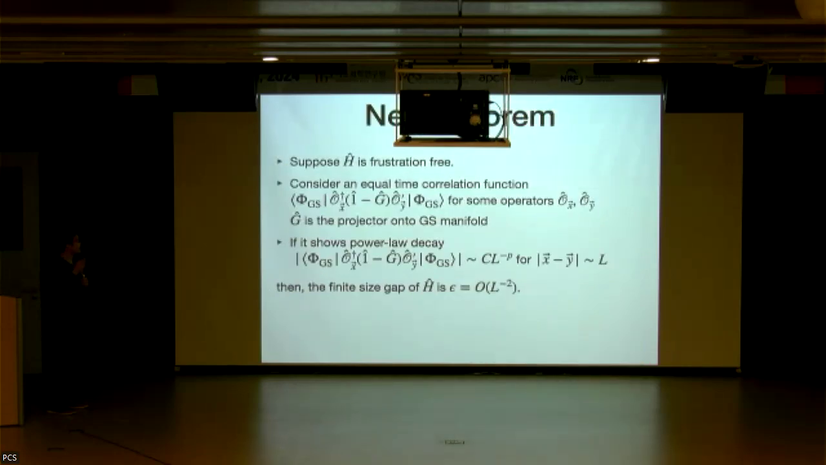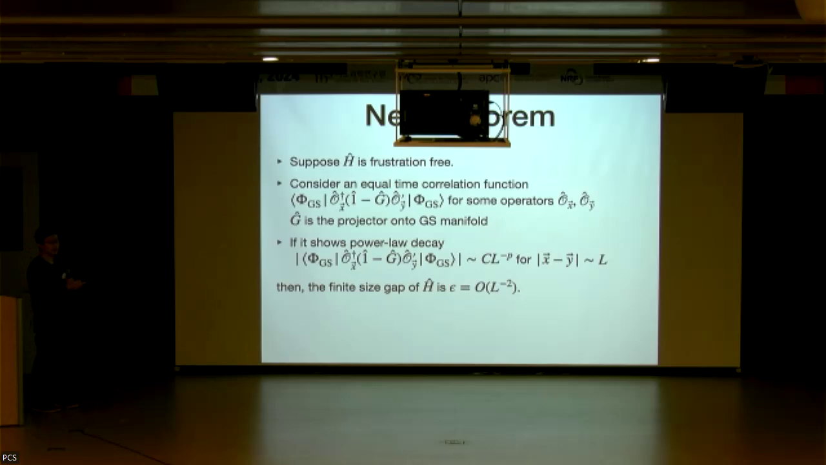And now I have a kind of proof of some part of the statement. Suppose the Hamiltonian is frustration-free, and we consider an equal-time correlation function of this form. G is a projector onto the ground state manifold, and I choose some ground state and compute this correlation function. If it shows a power-law decay for x and y separated in space by order of L, then I can show that the finite size gap of this system is bounded this way.